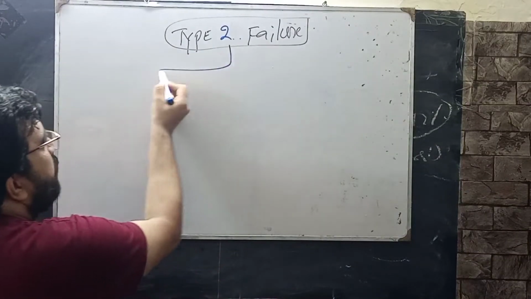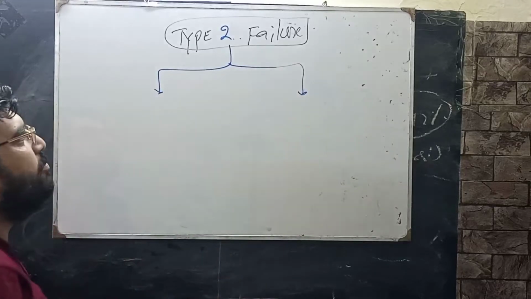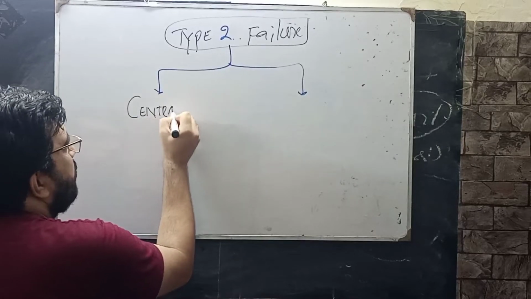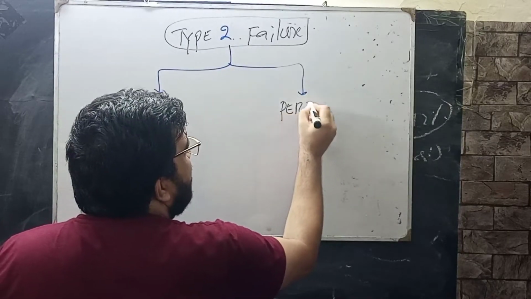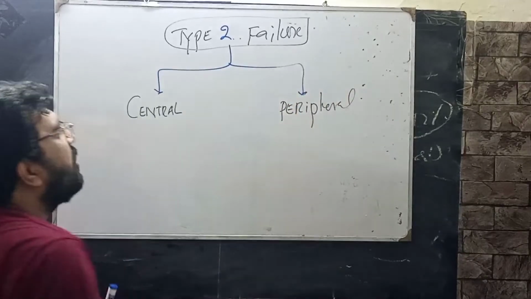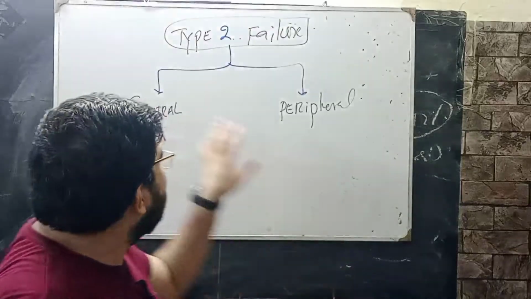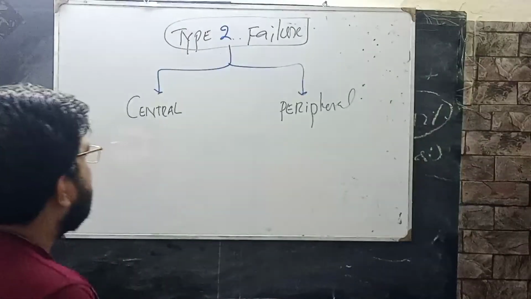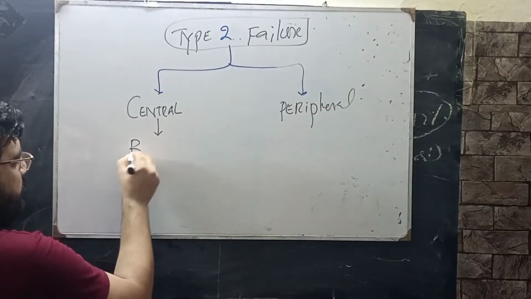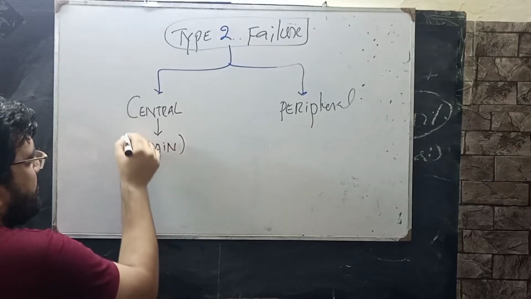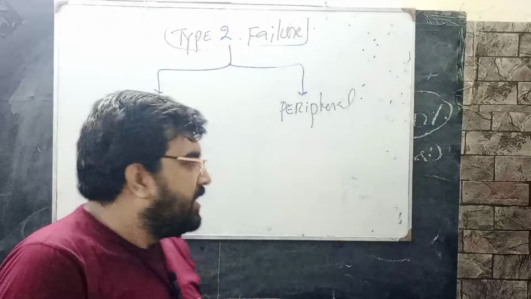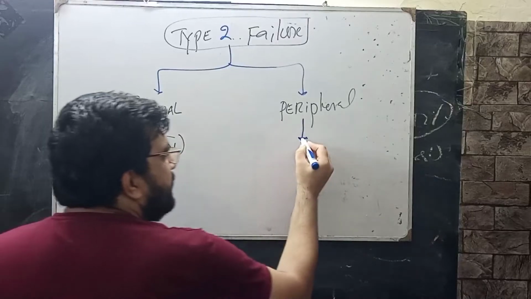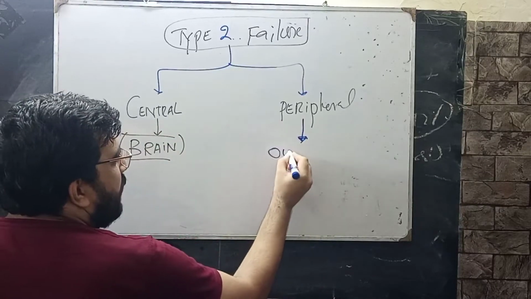So in type 2 respiratory failure, you are having two categories. Category number one is whether the cause is central, now this is very important, or peripheral. This is very important regarding the mechanism of type 2 respiratory failure. If you know this, you know the diagnosis, and if you know the diagnosis, you can treat the patient accordingly. Now central means the brain, and peripheral means outside the brain, the periphery.